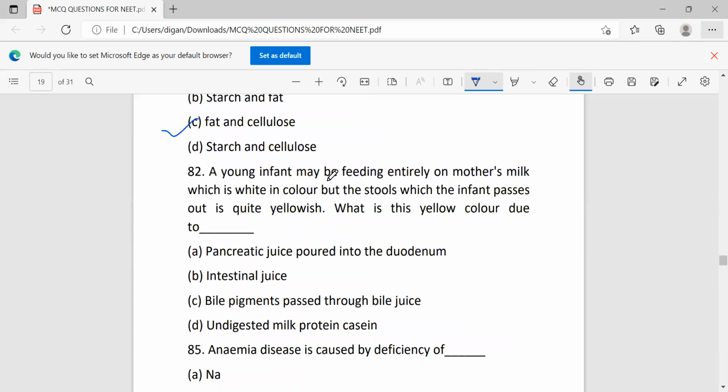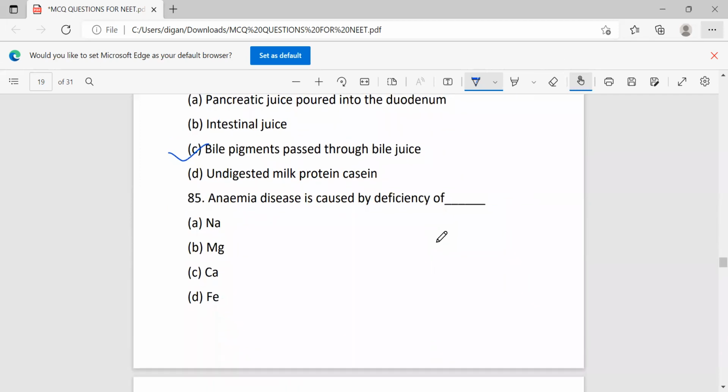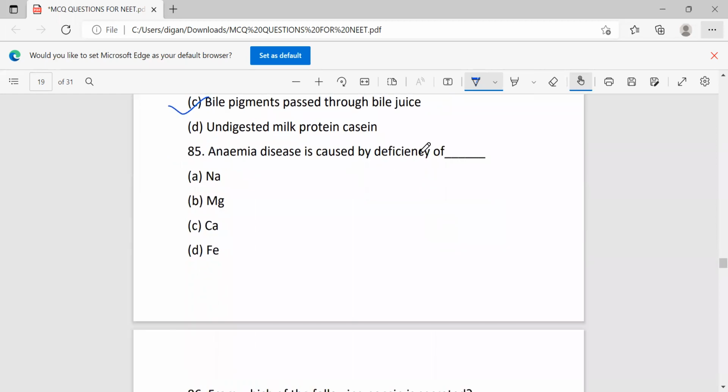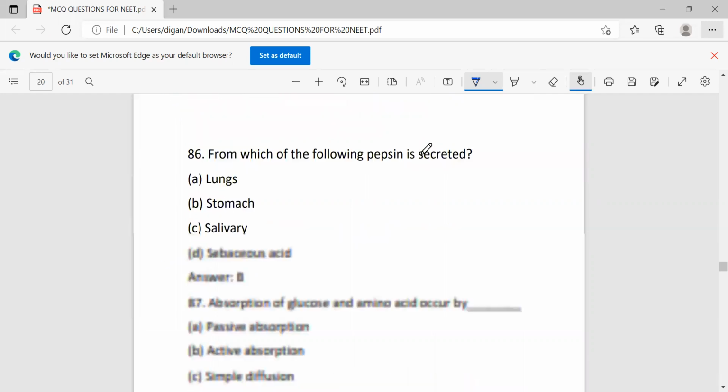A young infant may be feeding entirely on mother's milk, which is white in color, but the stool which the infant passes out is quite yellowish. What is the yellow color due to? The correct option is option number C, bile pigment passes through the bile juice. Anemia disease is caused by the deficiency of 85. The correct option is D, iron.